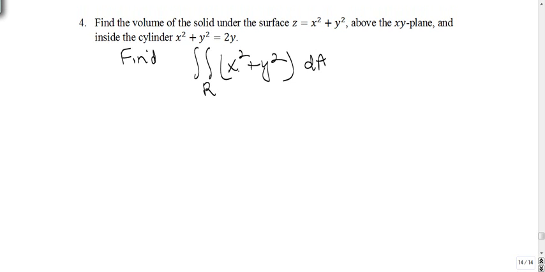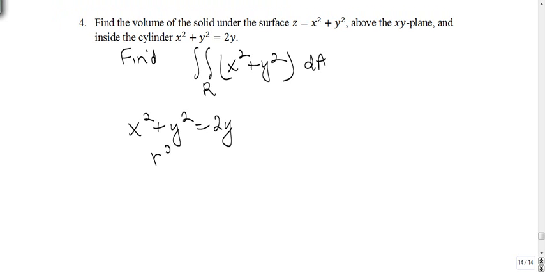And what is this R? Inside the cylinder x squared plus y squared equals 2y. This is what we're going to use to convert. We need to find our r and theta from this cylinder. This is not the normal cylinder that we normally have. This is a little more challenging. So what I would do is convert to polar right away. It will be easier to solve.